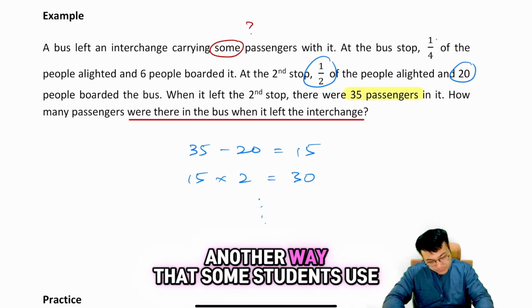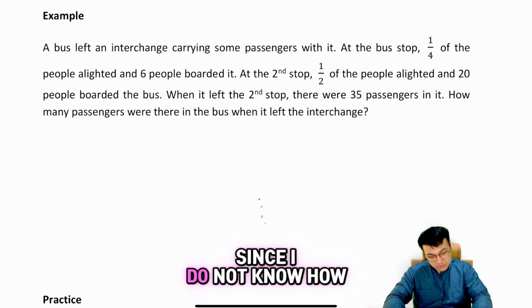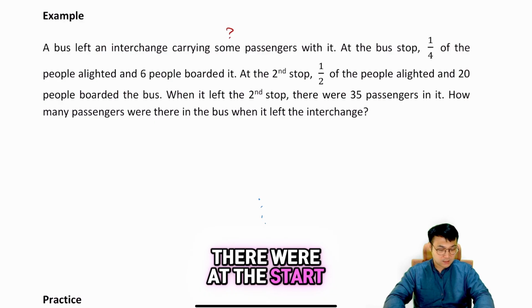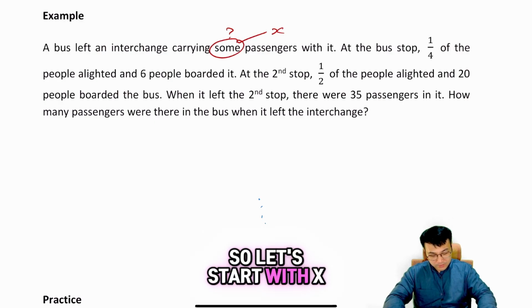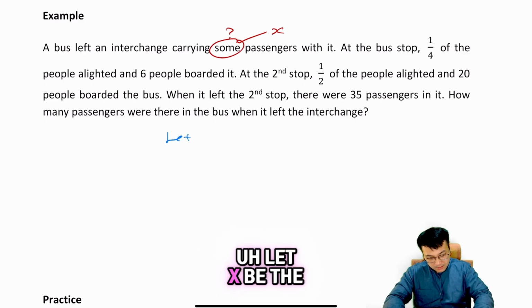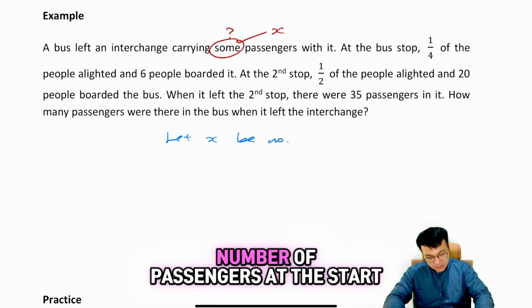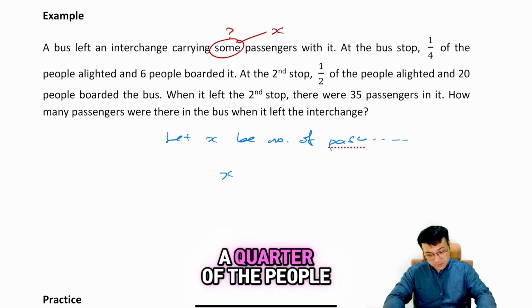Now, another way that some students use is algebra. They tell themselves, since I do not know how many passengers there were at the start, why don't I let it be x? So let's start with x. We say that, okay, let x be the number of passengers at the start. And they start with x. They say that at the bus stop, a quarter of the people alighted.